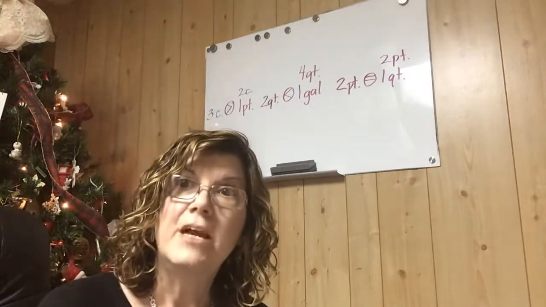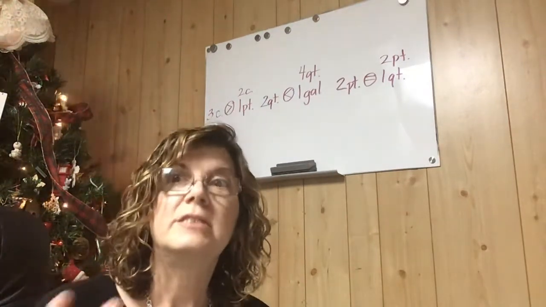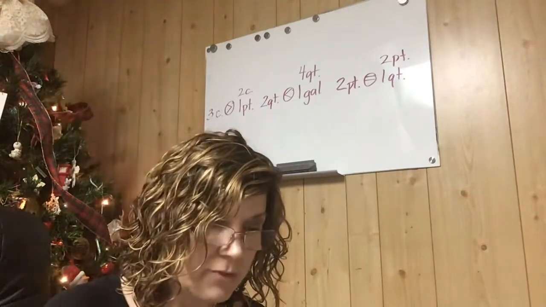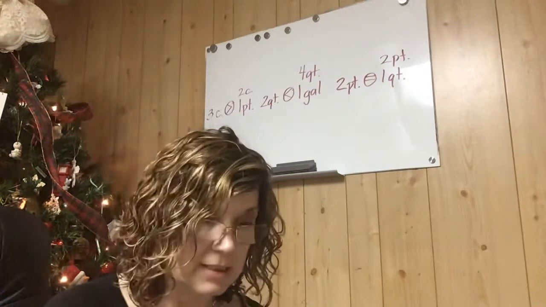And then that top row is going to be counted by 2s because for every quart there are 2 pints. So 2, 4, 6. For the next one where they have 3 quarts, 3 times 2 is 6.